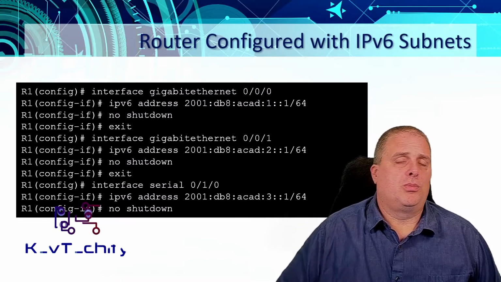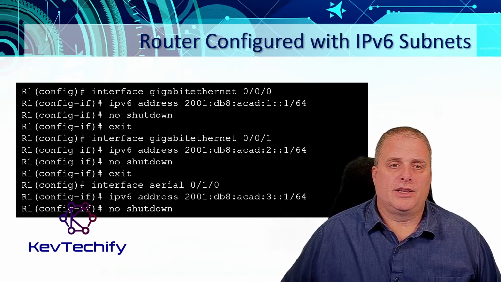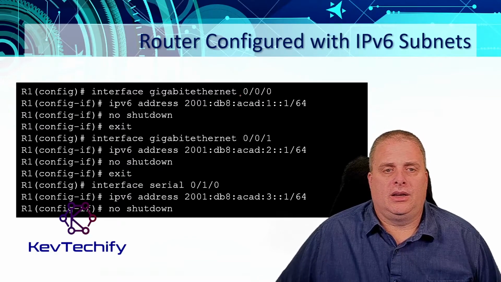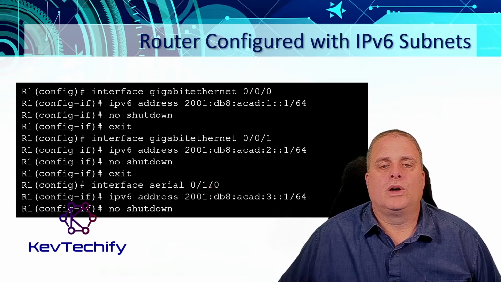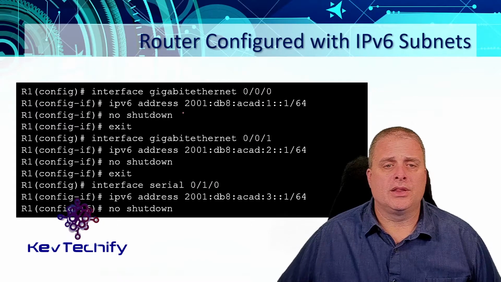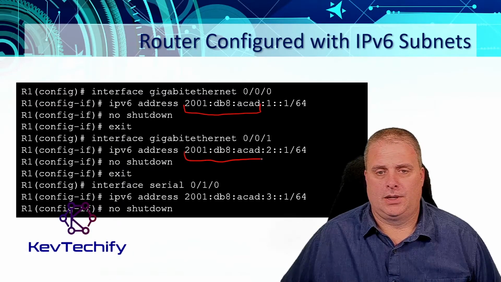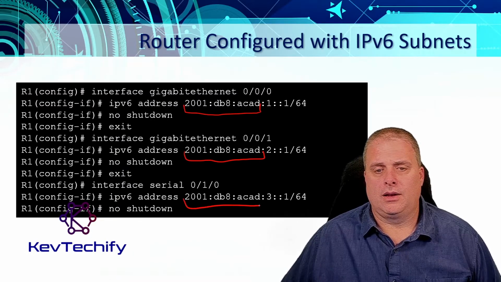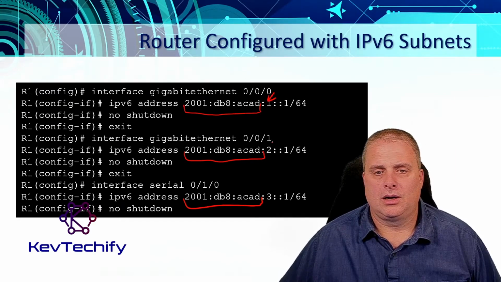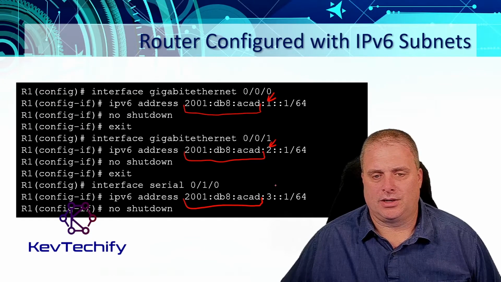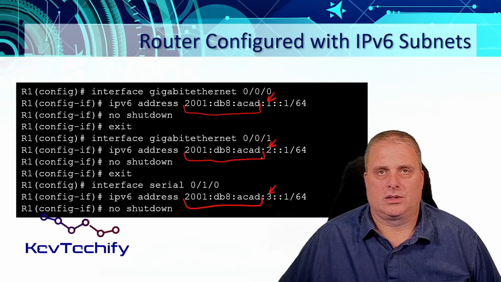Here is some output of a router that's configured with different subnets. As you can see, we have interface gig 0/0/0, gig 0/0/1, gig 0/0/2. As we look at this, our network portion is the same, but our subnet portion right here is different. That identifies them as different networks.